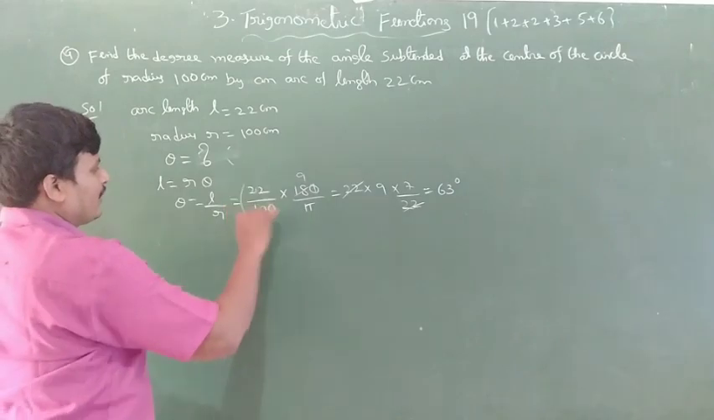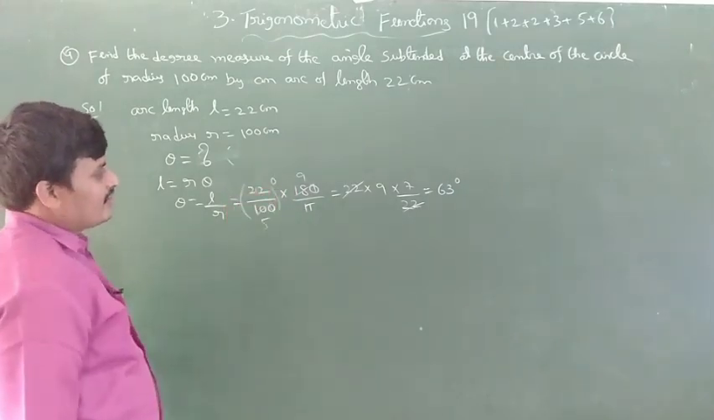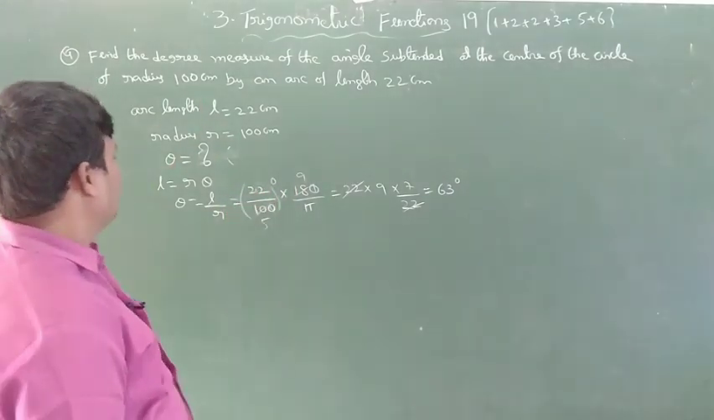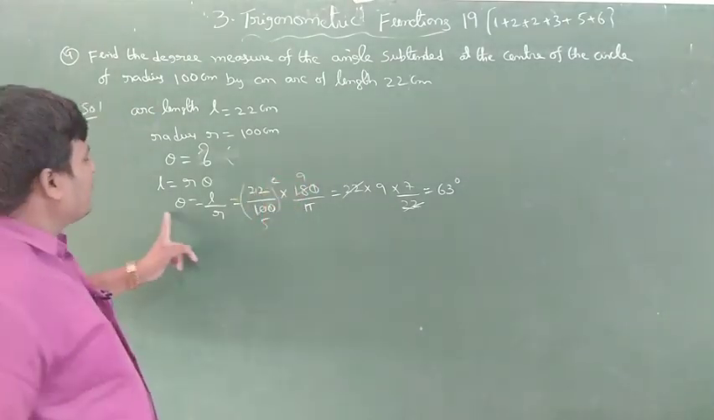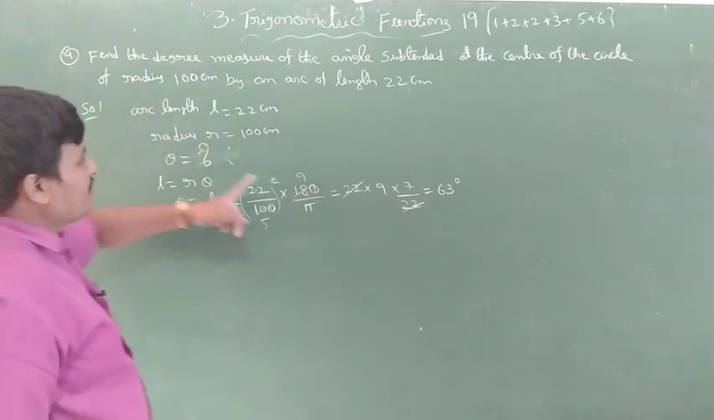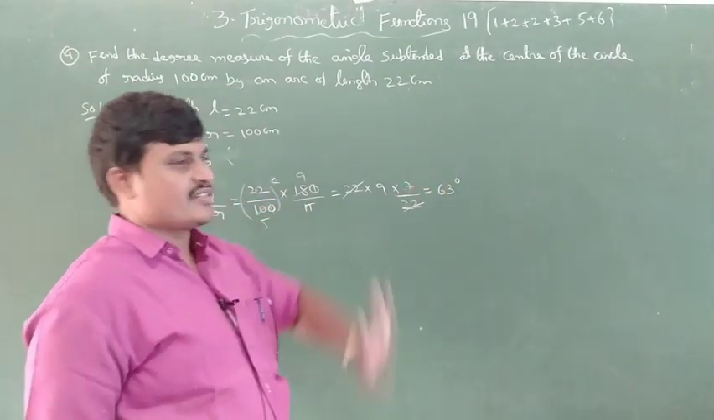Okay, 22 by 100 radians. When radians are converted into degrees, we multiply by 180 by pi, which is 63 degrees.